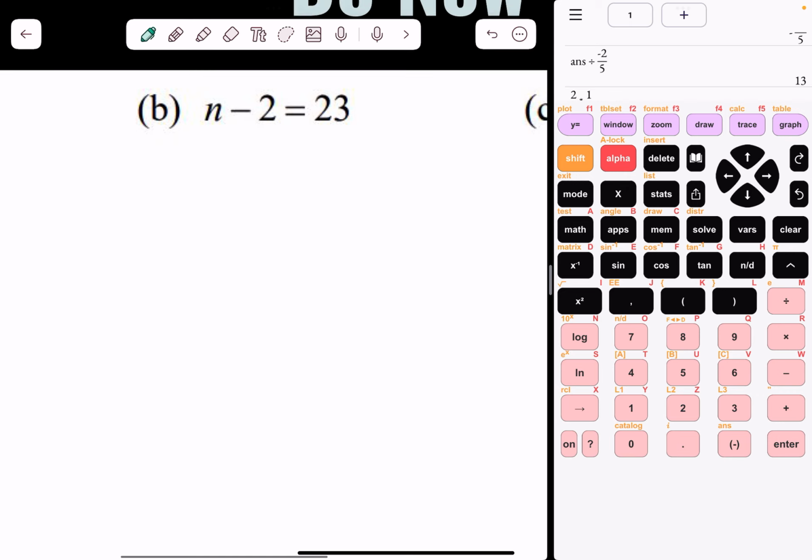In this next one, I need to get rid of the minus 2. To do that, I would add 2. 23 plus 2 is 25.